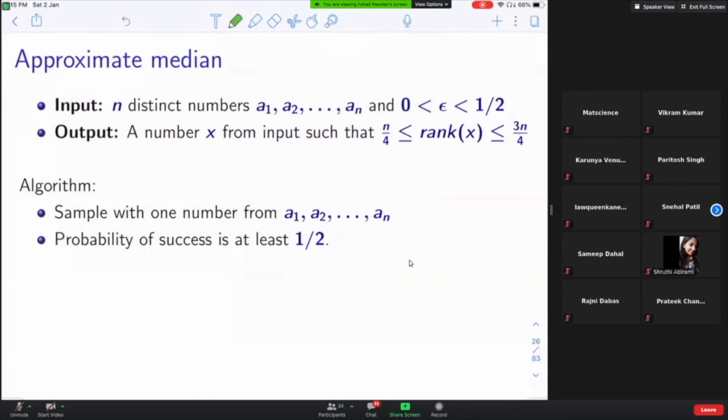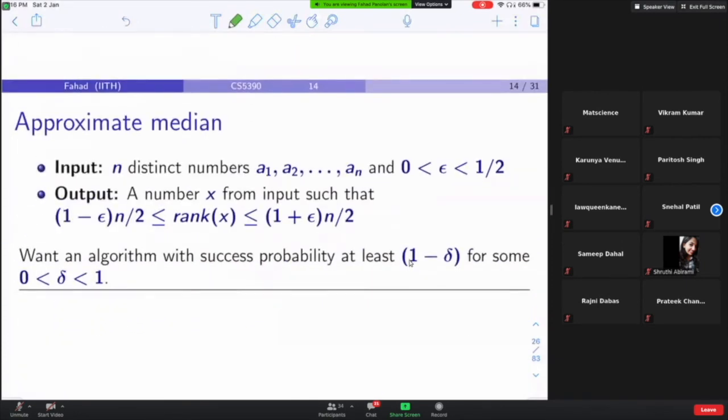So how many of them are good? Half of them are good. The elements whose ranks are from n by 4 to 3n by 4, there are n by 2 such elements. They are all good elements. So any one of them is a good element. So n by 2 divided by n is 1 by 2. With that probability, you're going to succeed.